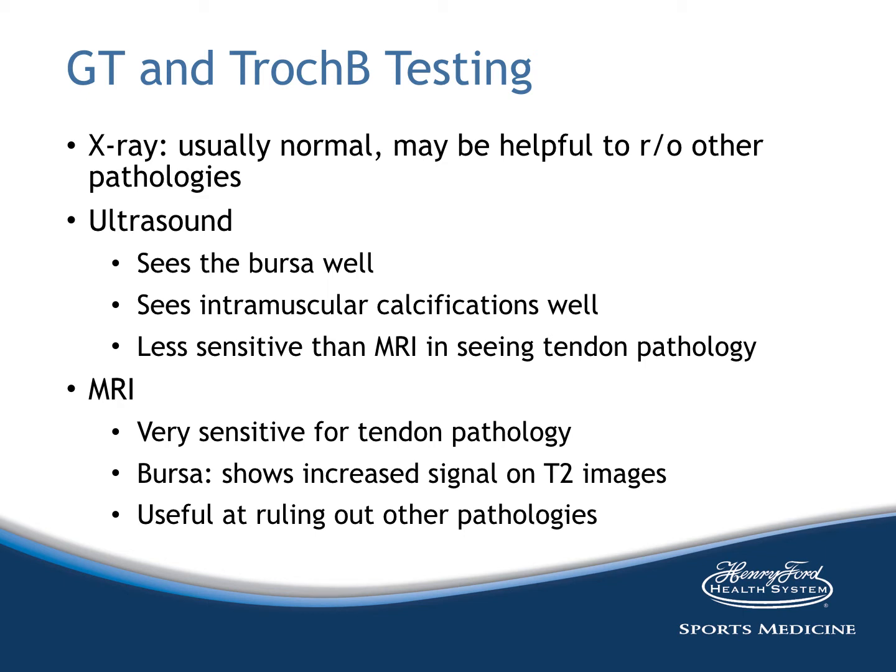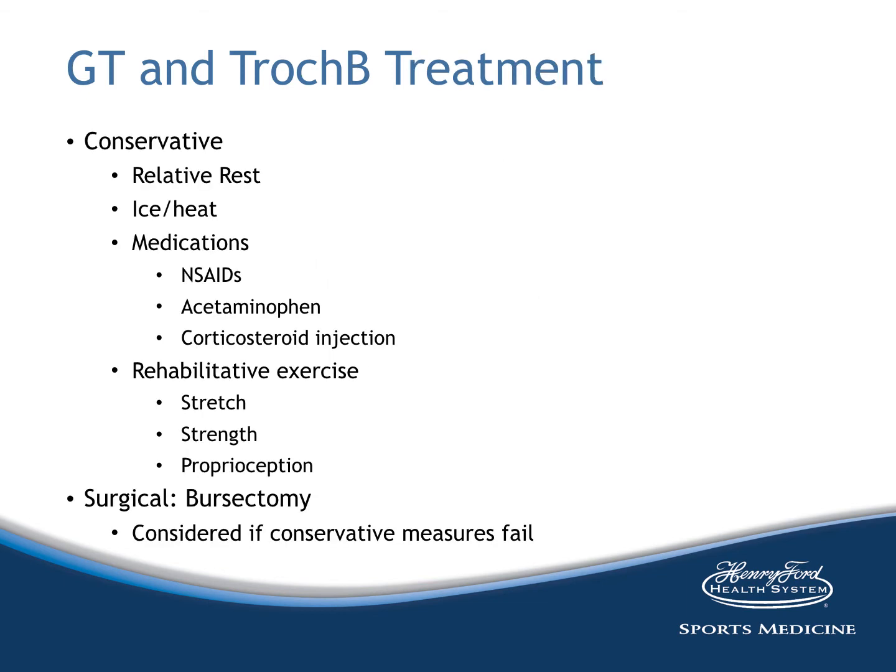Generally, I don't use ultrasound or MRI very often in cases of gluteal tendonitis or trochanteric bursitis unless the patient fails to improve with the treatments that are used initially. Treatment includes, as we've discussed before, relative rest, ice and heat, different types of medications. Corticosteroid injection has traditionally been used in this type of injury to assist with pain control.